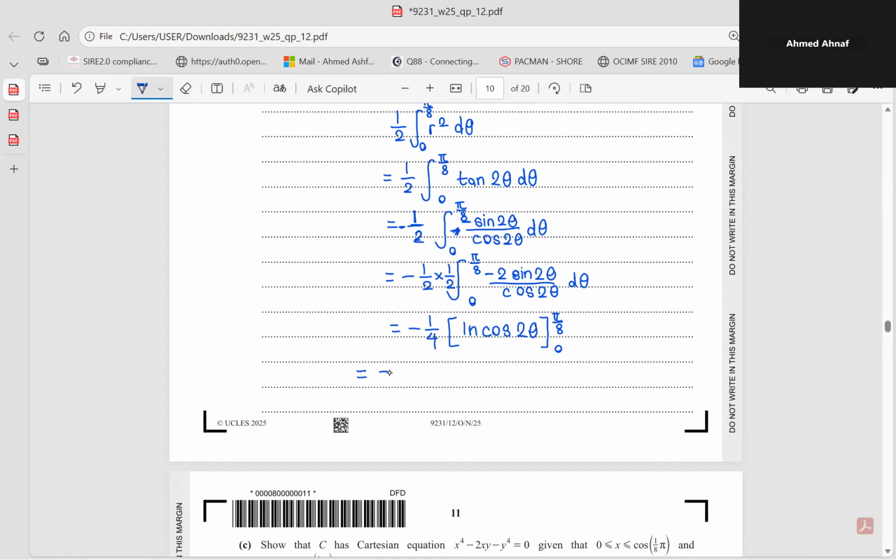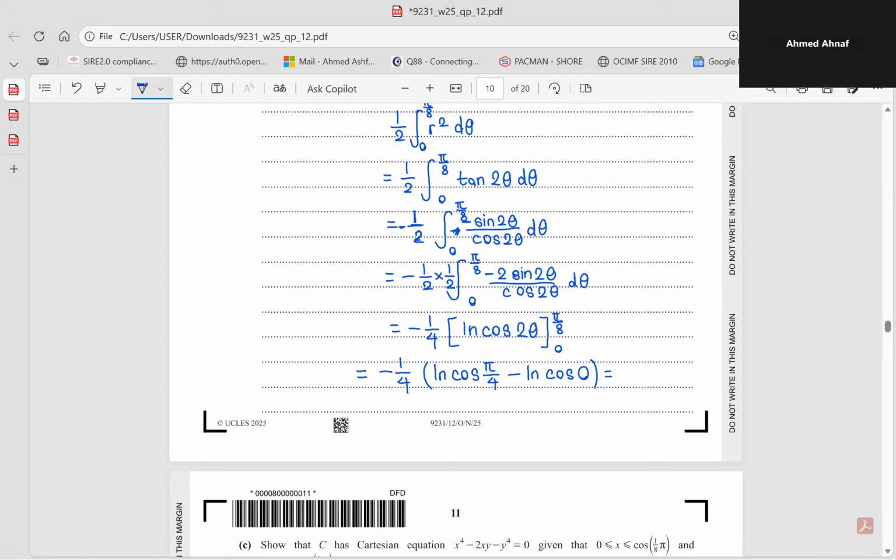So this is minus 1 over 4 [ln cosine 2 times pi over 4 to the power of... ] ln cosine 2 times pi over 8, minus ln cosine 2 times 0. So that's just ln 0. And this is equal to ln cosine pi over 4. Oops, sorry. Cosine pi over 4 is square root 2 over 2.